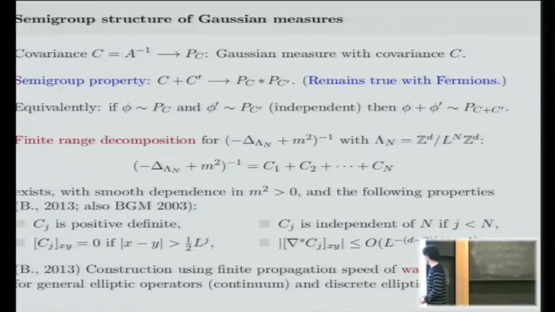Then in addition to these properties, we like these covariances to decay, just like the original Green's function.